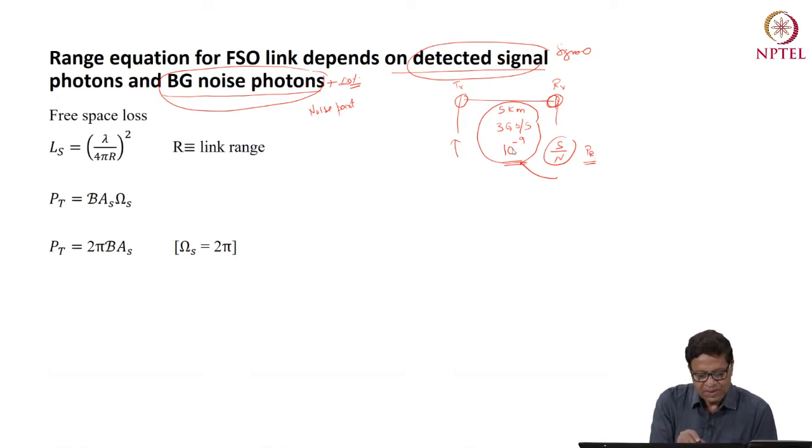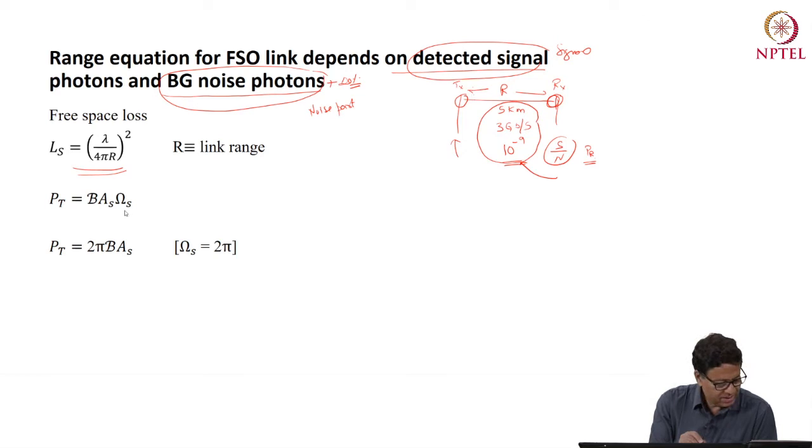So free space loss is generally given by Ls is equal to (lambda by 4 pi r) whole squared, where r is the link range. This is r, for example. So this is the free space loss, (lambda by 4 pi r) whole squared.